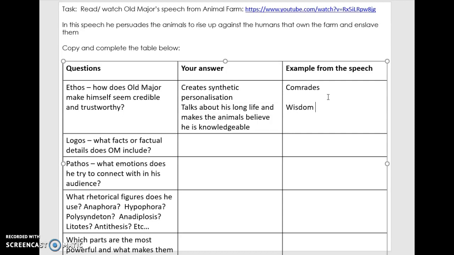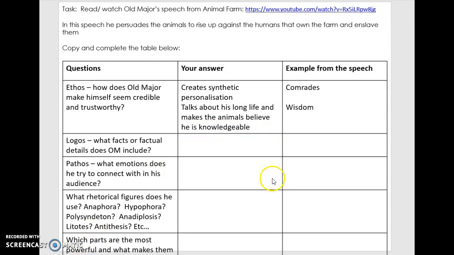So really we can see that he creates ethos at the beginning very much. Before he goes into persuading them at all, he talks to them like they're his equals, he talks to them like they're his comrades, he values them. But he also talks about the fact he's had a long life, that he's developed a lot of knowledge. So we can trust him because he clearly knows stuff from the perspective of the other animals. So that's all I want you to do, is to answer the questions in the middle column, and in the end column to put examples to prove that what you've put here is correct, to put the examples from the speech at the end, okay?